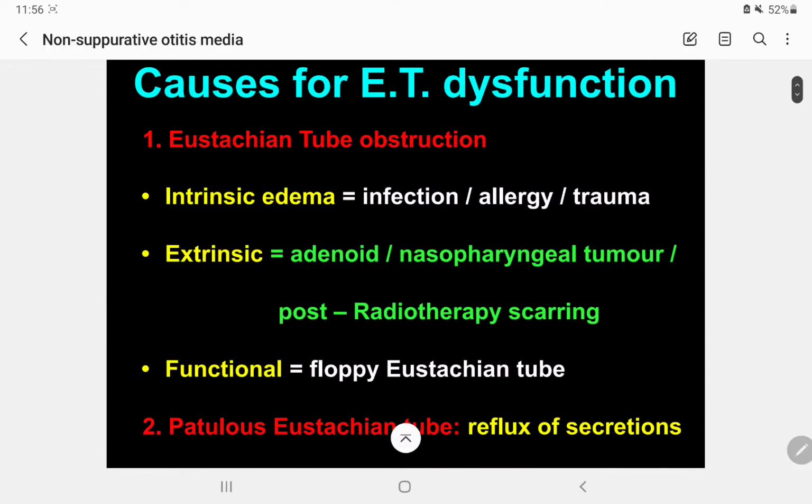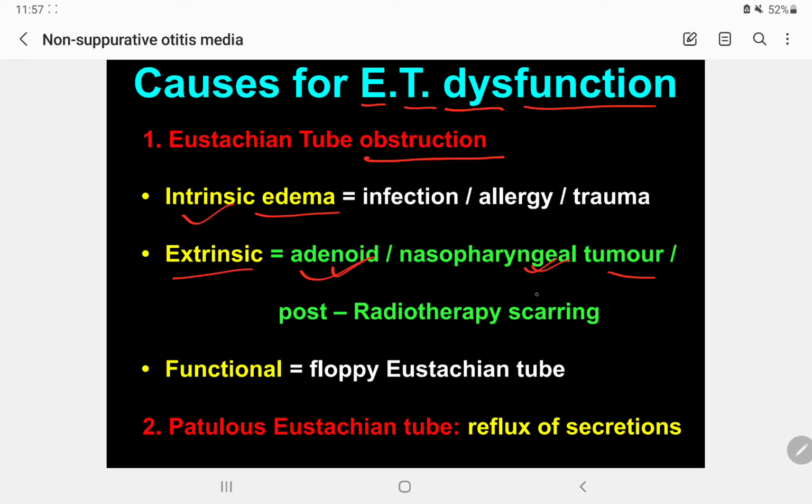So what causes ET dysfunction, right? So dysfunction of the eustachian tube. ET means eustachian tube, right? So the first one is obstruction. If the eustachian tube is obstructed, what are the conditions in which it is obstructed? They are due to edema, that is intrinsic, and then extrinsic, it can be due to any kind of adenoid or nasopharyngeal tumor, or post radiotherapy scarring.